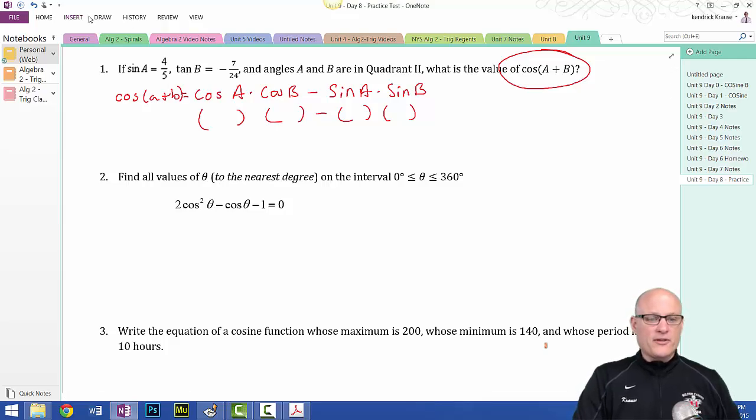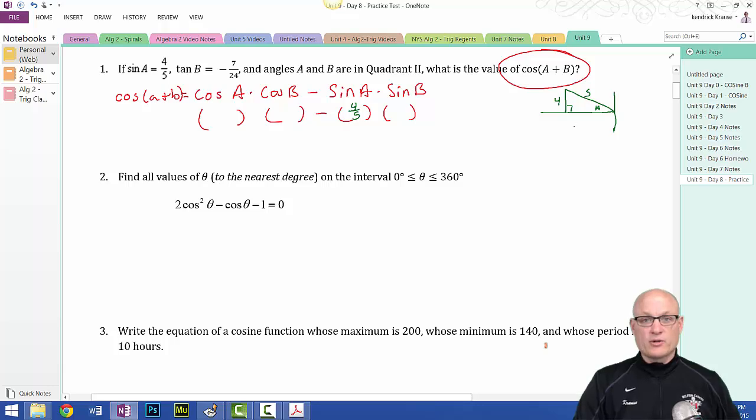The only thing I know is that the sine of A is 4/5. That's it. That's all I was blessed with. I'm going to run with that. I know that A and B are in quadrant 2, so I'll draw me a triangle in quadrant 2. There's angle A. Sine of A is 4/5, 4 over 5.